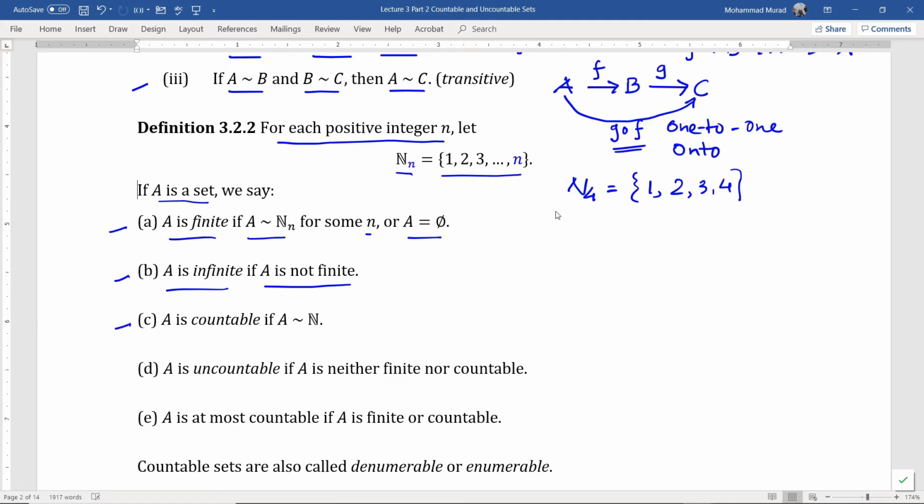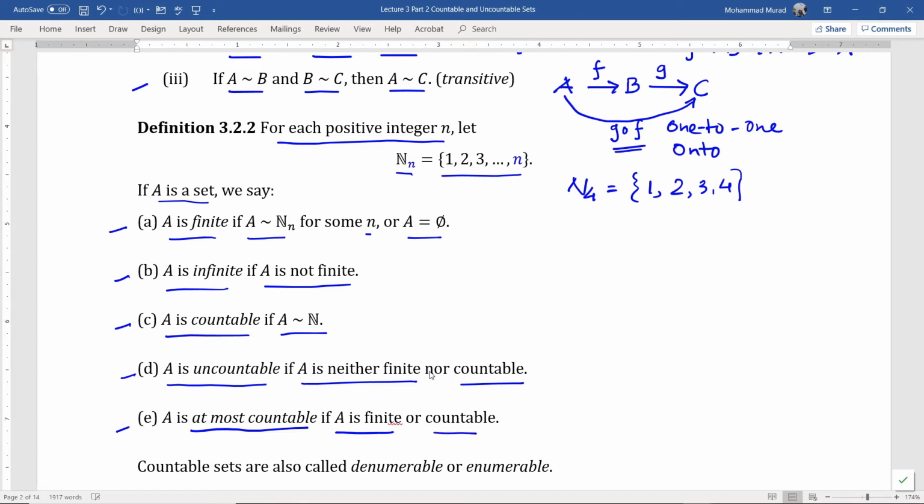C. A set A is called countable if A is equivalent to the set of positive integers. D. The set A is called uncountable if A is neither finite nor countable. The set A is called at most countable if A is either finite or countable. Countable sets are also called denumerable or enumerable.